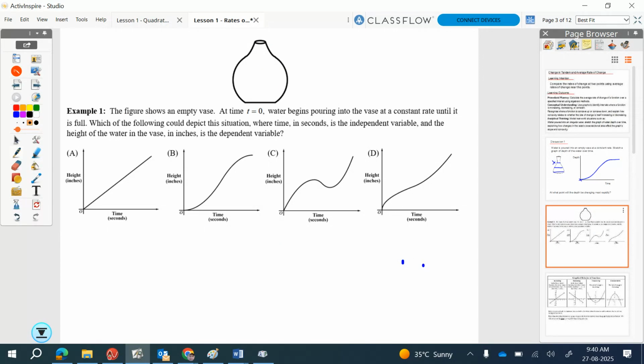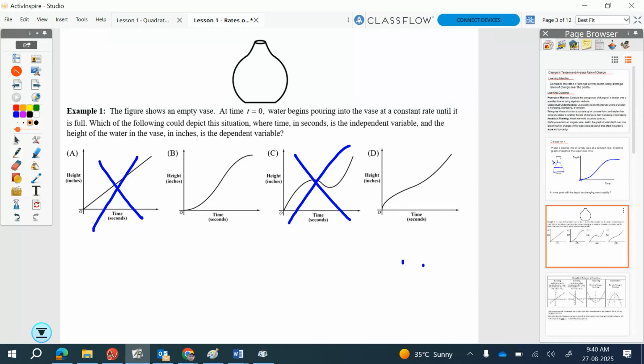Okay, so as the water is poured into this over time, the height is only going to go up and up and up. So it has to go up all of the time. It can't be C because that goes down at one point. The height goes down. So it's always going to go up. Because the shape of the vase changes, the rate at which the height changes is going to vary. It's not going to be constant. This would be a straight-sided vase for this one.